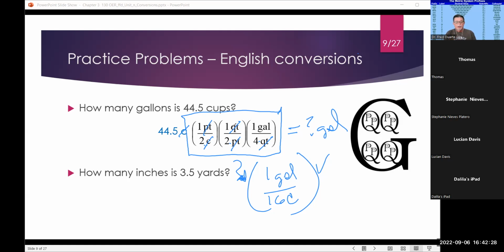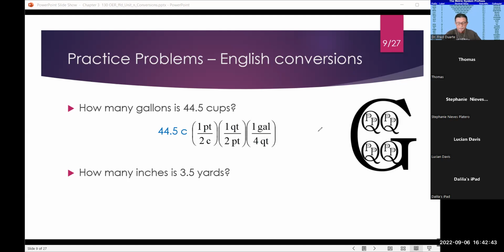And any combination, I could maybe just work with the first 2 here and go from quarts to cups, whereas there are four cups in 1 quart. But if you don't see that, just keep each one separated and use as many as you need until you're comfortable with all these factors. All right, next one is how many inches in 3.5 yards?